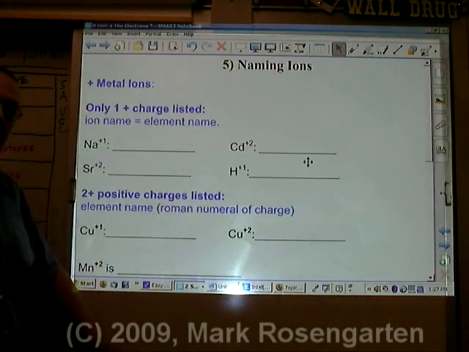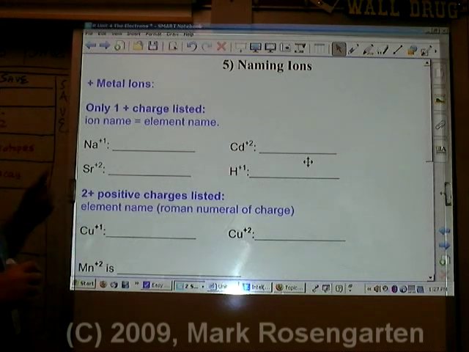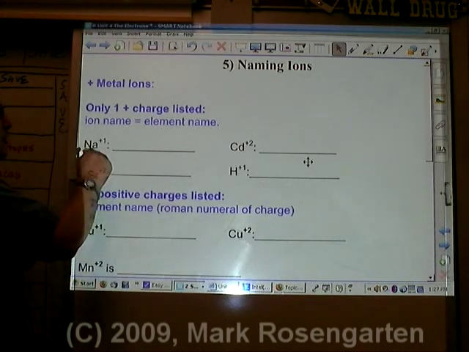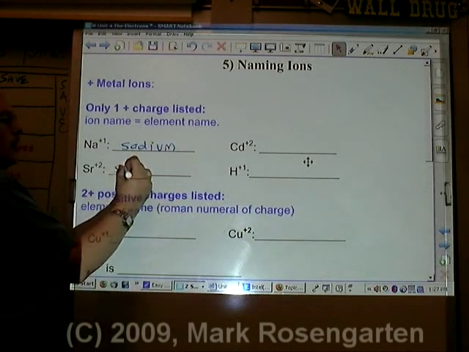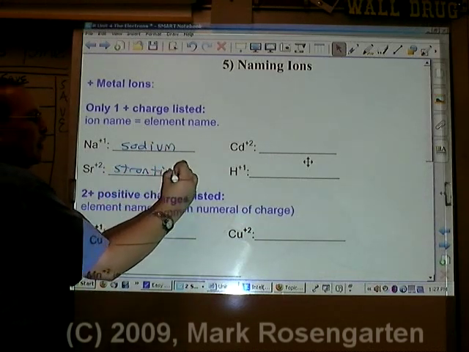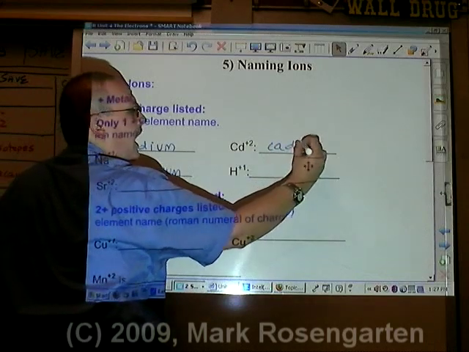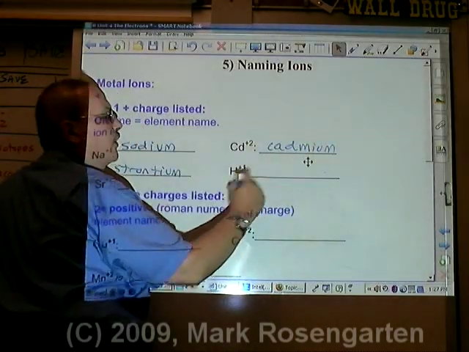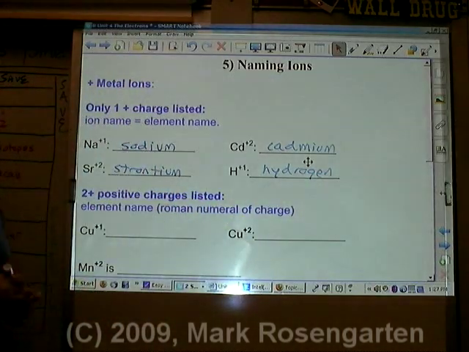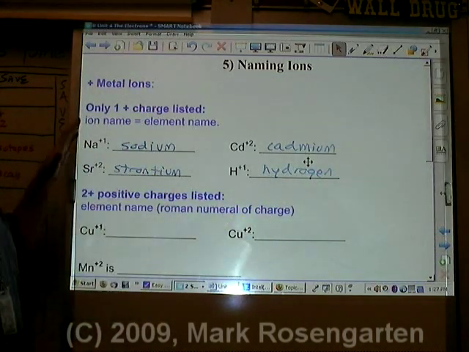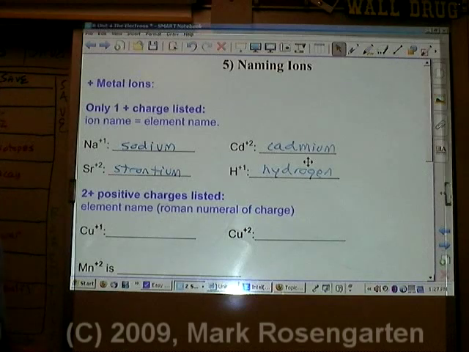Naming ions is quite simple. Metal ions keep their name. Sodium is still called sodium. Strontium is still called strontium. Cadmium is still called cadmium. And hydrogen is still called hydrogen. That is if the metal or positive ion only has one positive charge listed.